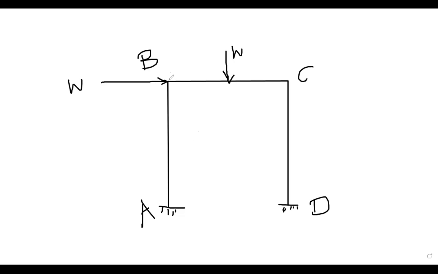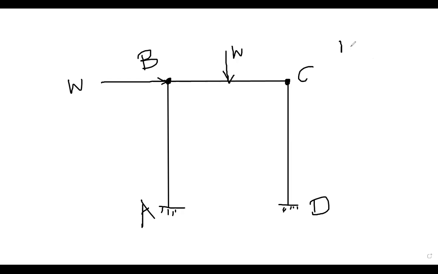Now joint B and joint C are treated as rigid joints, that is, treated as a fixed end. Okay, so how do we find the independent mechanisms? AB is a column, CD is a column, BC is the beam.